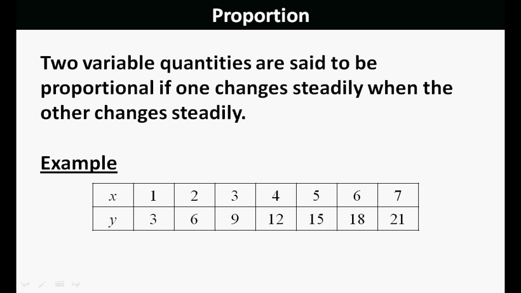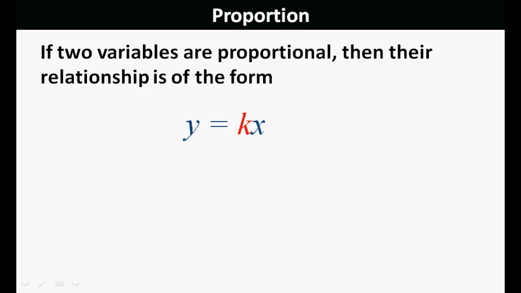And if you think about that, you can realize that the relationship is that y is 3 times x. So in fact, anything where the relationship is y equals something times x, and I've called that something k here, then the two variables are proportional in that case. And k is just some number that's appropriate to the relationship.